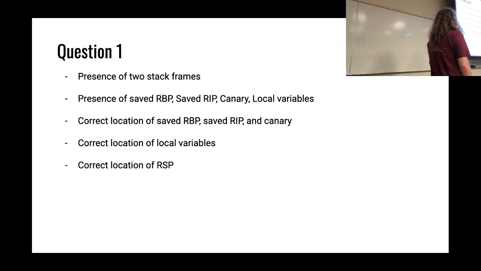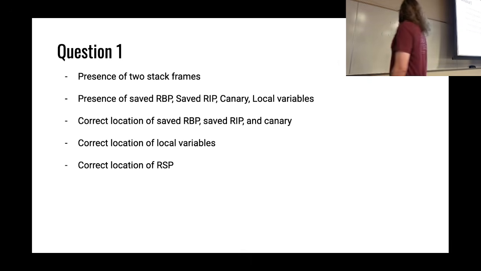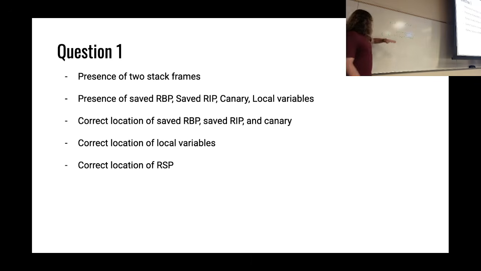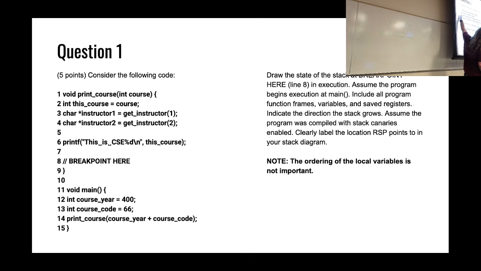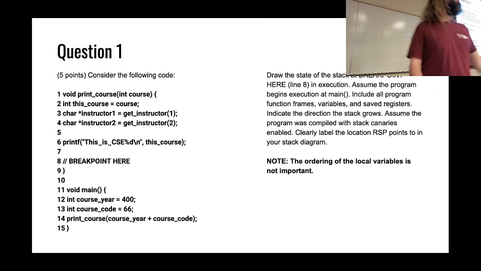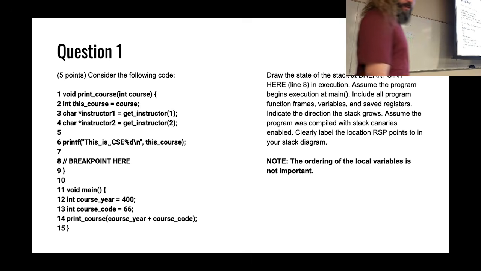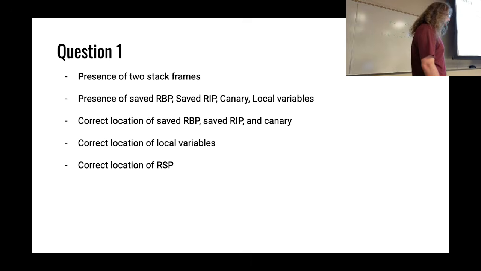This is what we were looking for. Are there 2 stack frames, right? This doesn't mean are there 2 boxes. This means if you wrote locals, what would that be? Saved RIP, saved RBP, canary, locals, and specified. One of these locals are for the locals of print course, and the others were locals of print main. Cool. There's clearly 2 stack frames, right? You have defined 2 stack frames.